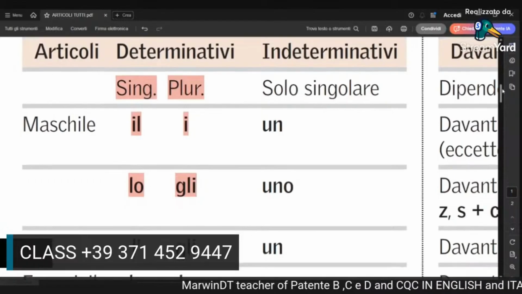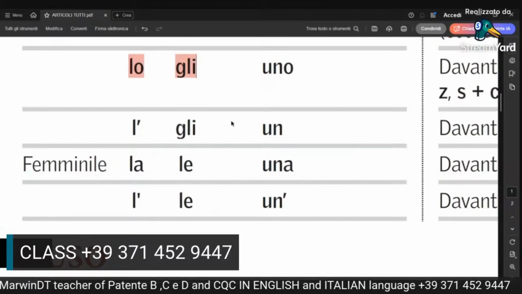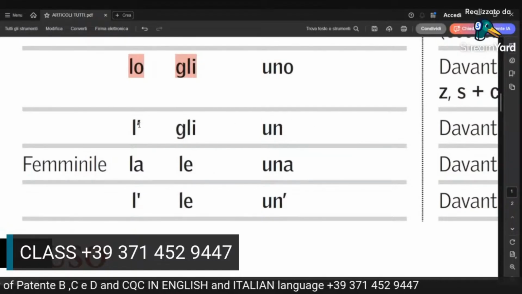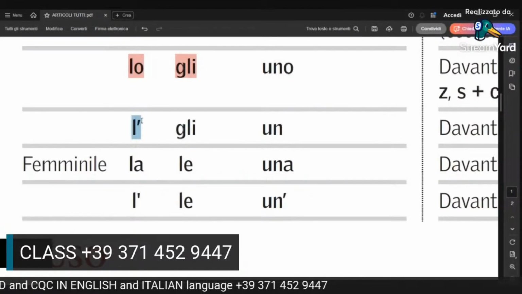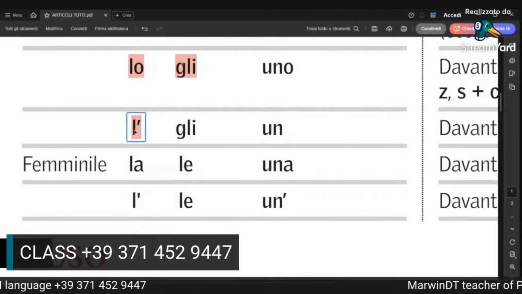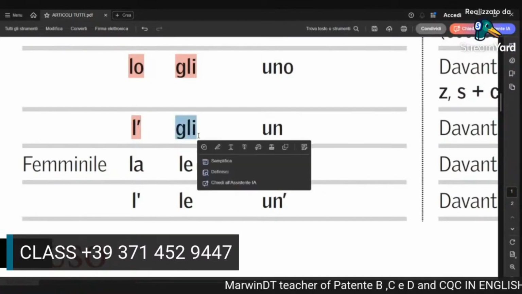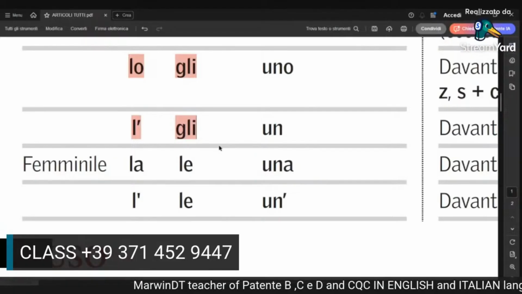So, let's move forward. Then from l apostrophe to gli. Do not forget, this is singular and this is plural. To gli. Very good.